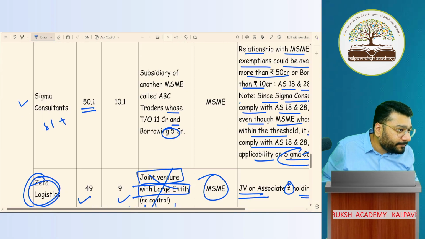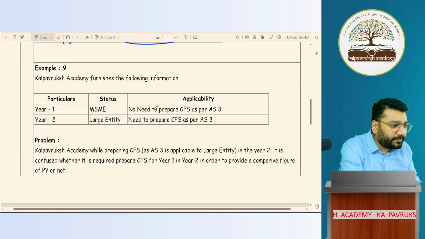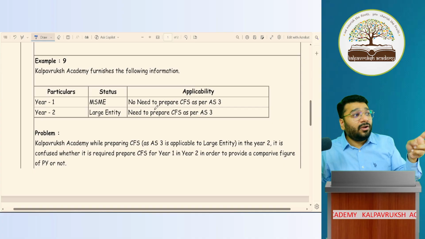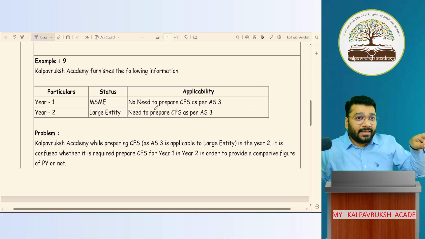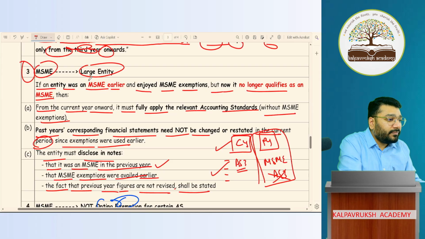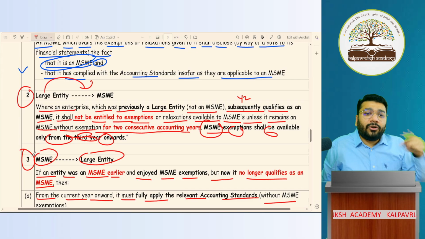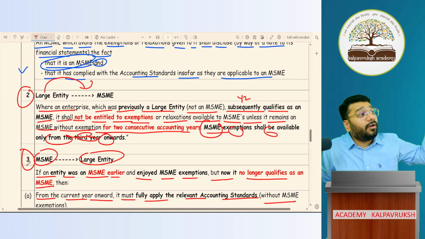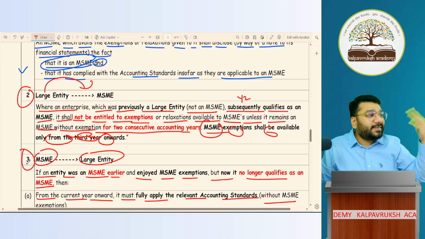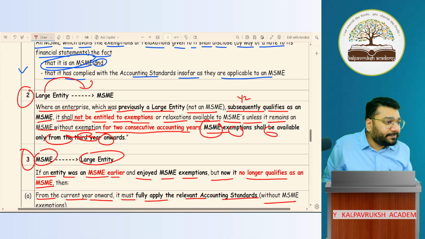Okay? Let's see one question. So these both points are common, what I discussed now. Point number 2, large entity to MSME and MSME to large entity, it's a common, same point for corporates and non-corporates. Same point for corporates and non-corporates.